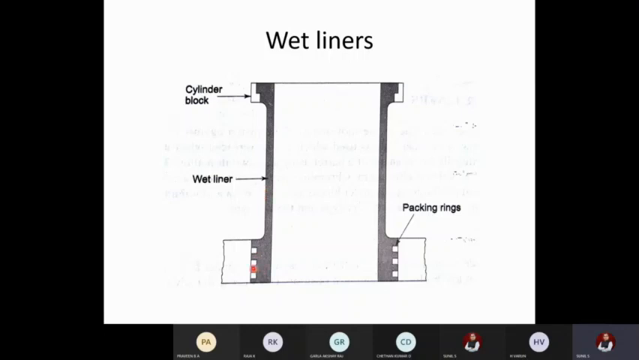Okay, so the only difference between the dry and wet liner is that one end of the liner need not be machined correctly. Only the second end needs to be machined accurately, so that it comes in direct contact with the piston, whereas this end directly comes in contact with the cooling water. So it need not be machined accurately. Only at the top and bottom surfaces it will be connected to the cylinder, so the cost of the liner may come down, but its functioning is the same as that of the dry liner. So this is with respect to liners.